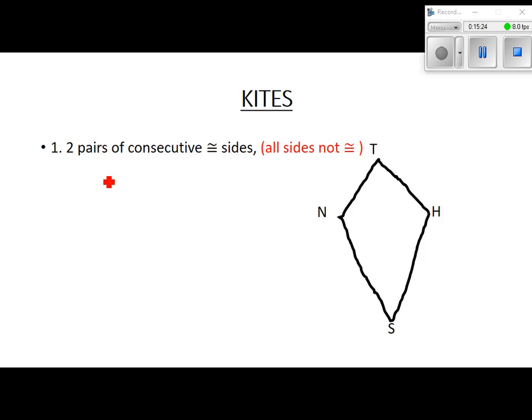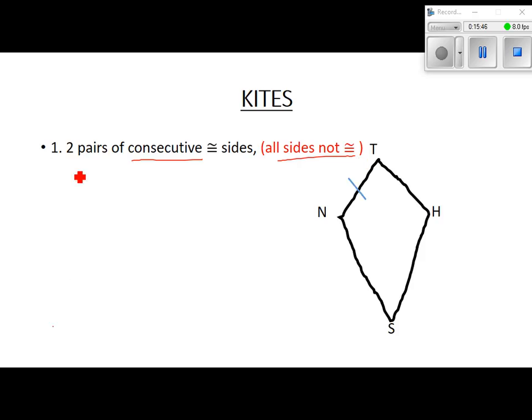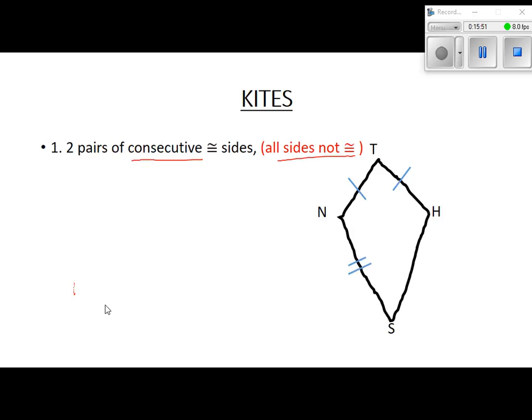For something to be a kite, 2 pairs of consecutive sides have to be congruent. Consecutive sides, sides that are hooked together, sides that are right next to each other. Notice all the sides can't be congruent. If all the sides were congruent, then it'd be a rhombus or a square. So if we know that these 2 sides are congruent, and these 2 sides are congruent, then we know it's a kite.